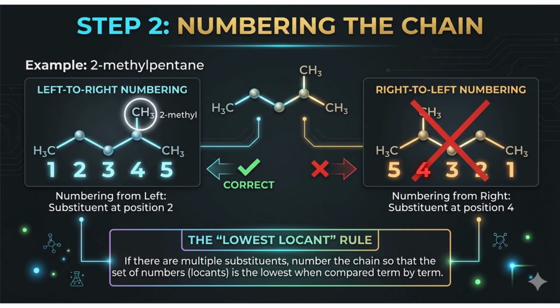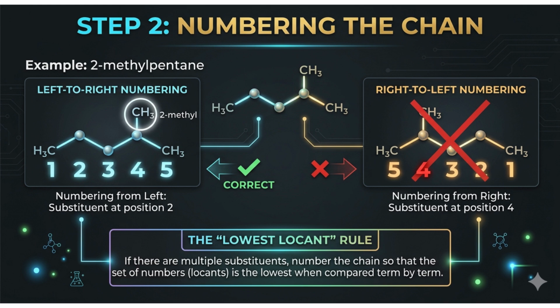Let's take a closer look at this example of 2-methylpentane to see exactly how numbering works in practice. Look at the two boxes on your screen. We have the left-to-right method and the right-to-left method. First, look at the box on the left. When we number starting from the left side, our methyl group, that CH3 branch, falls on carbon number 2. This gives us the name 2-methyl.